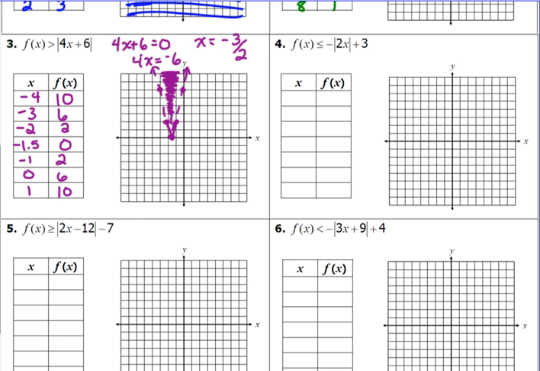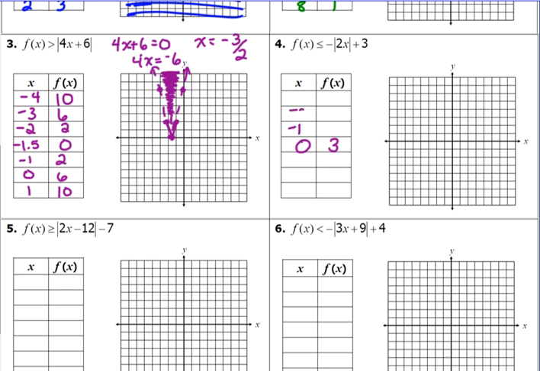Okay, let's do one more to review another thing about these absolute values, and then I'll let y'all practice for a second. F of x is less than or equal to negative absolute value of 2x plus 3. So where's our vertex? 0. What's the y value? 3. When we plug in 0, we get the negative absolute value of 0, which is 0. 0 plus 3 is 3.